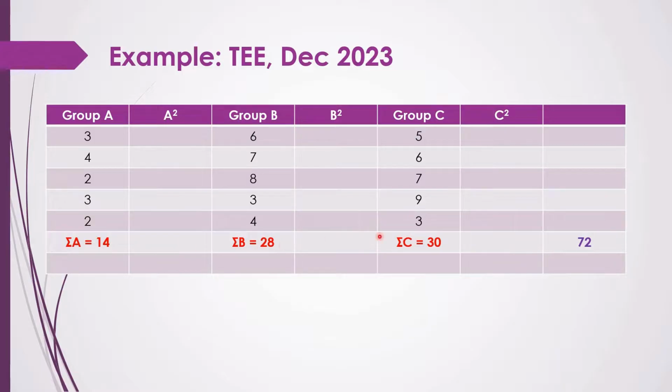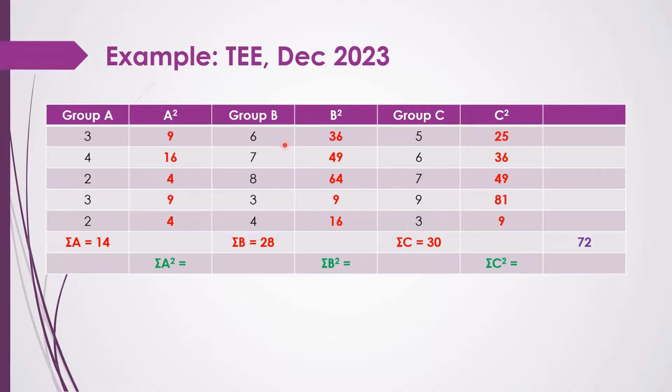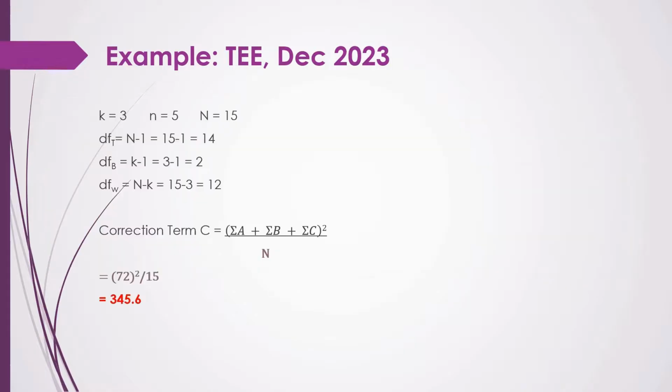So I've got sum of A as 14, sum of B as 28, and sum of C as 30, and the grand total 72. Next, you have to fill in the square column, A square here, B square here, and C square here. I have the values here. Next, we'll be calculating the sum of squares. Sum of A square here, sum of B square here, sum of C square here, and the grand total of all the squares here. I have sum of A square as 42, sum of B square as 174, sum of C square as 200, and the grand total 416. So we'll be using these two values, 72 and 416.